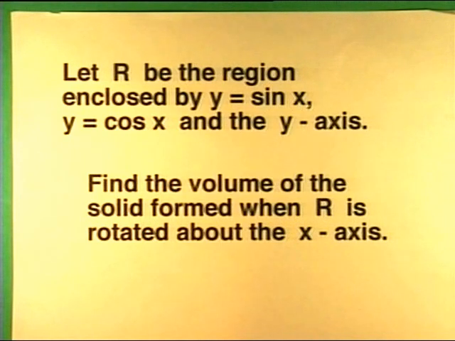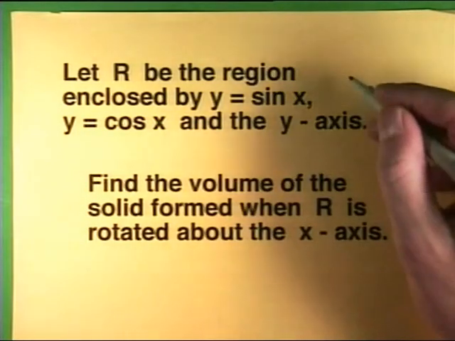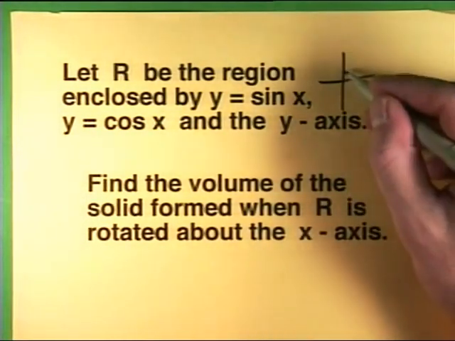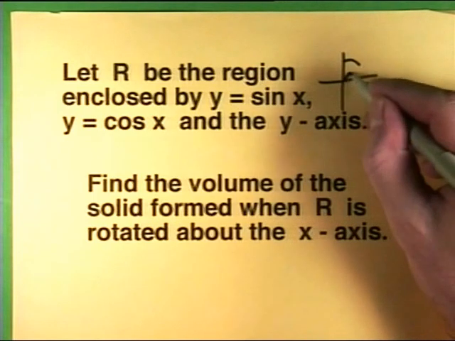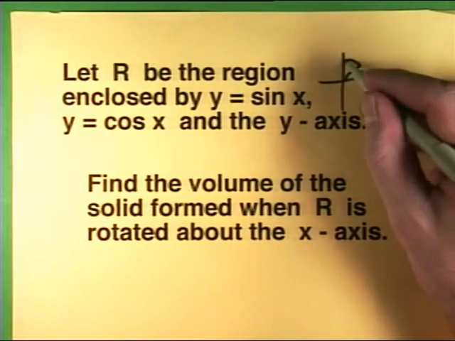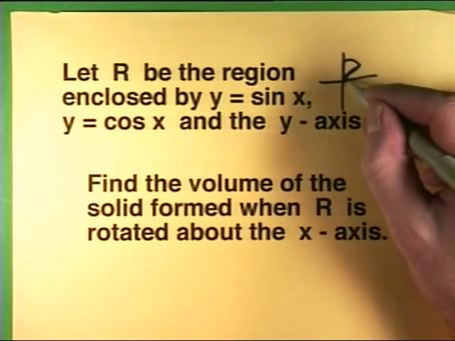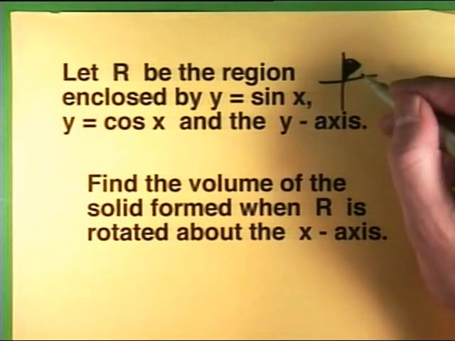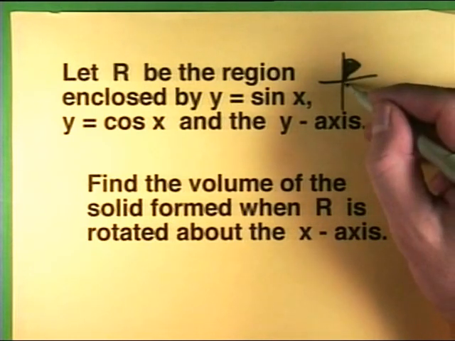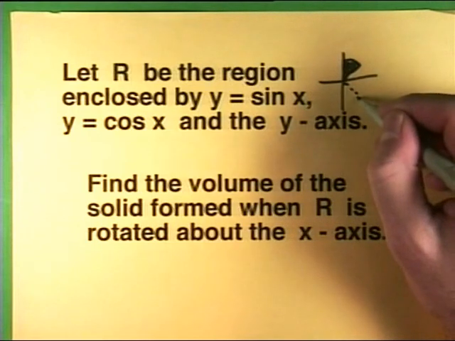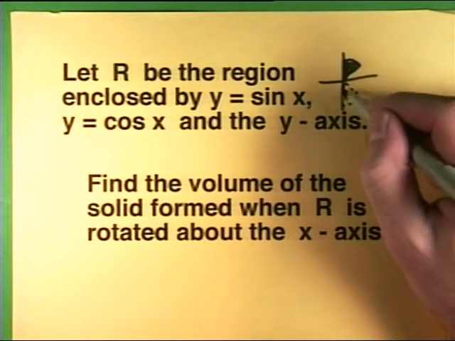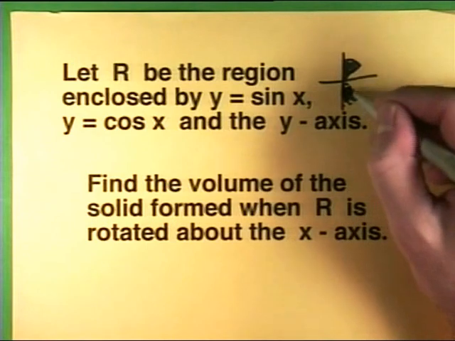Okay, now let's get started here. Let me see what this looks like. We're finding the area first. Well, I'll help you out here. This is cosine x, and this is sine of x. So we're talking about this region right here. Are we going to rotate it around? We're going to rotate about the x-axis, so it looks something like this. And it's going to make some washers.